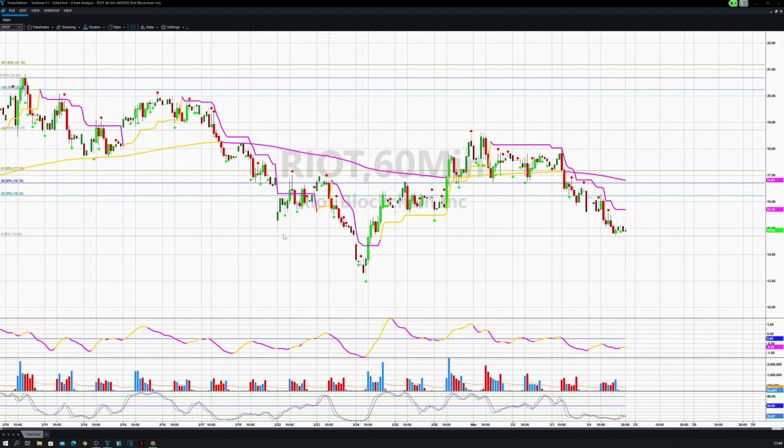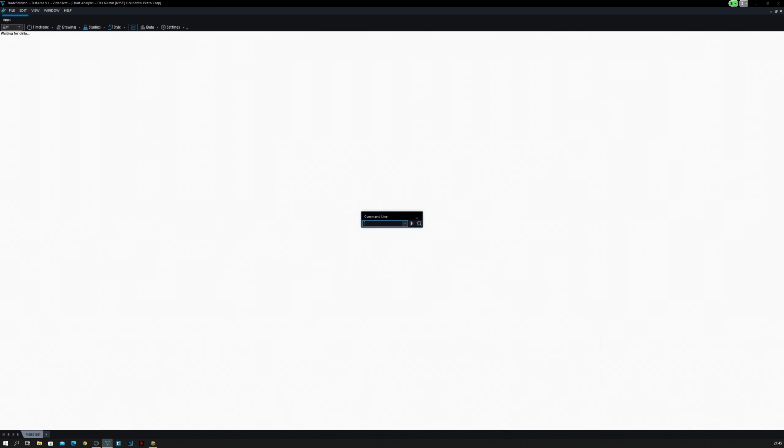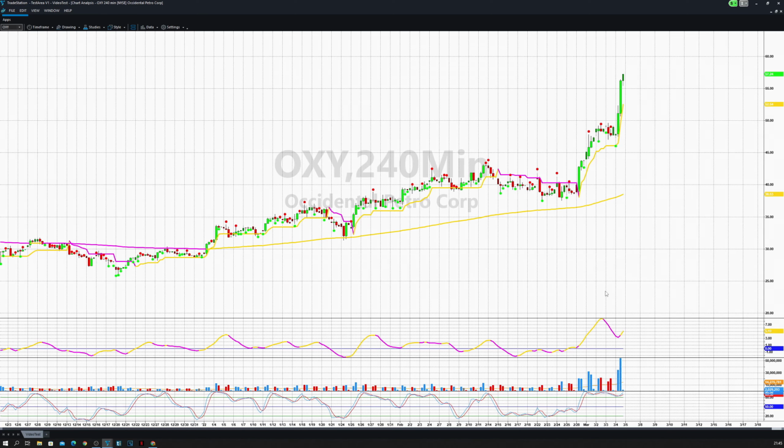So this is Mrna, Riot. What else? I don't want to talk about all PTON or some sort or Sava. You know what? Oxy. Let's see. Even though I didn't. Oh my god. Yeah, Oxy. So will it just drop down? See the volume? Oh my god.